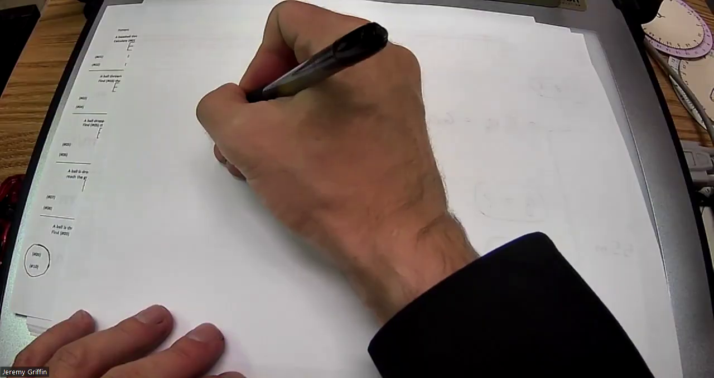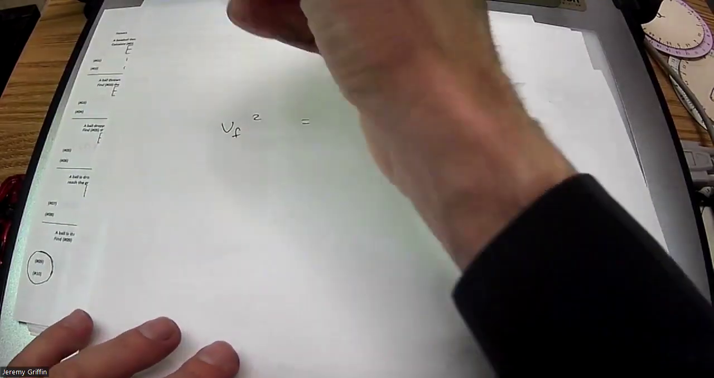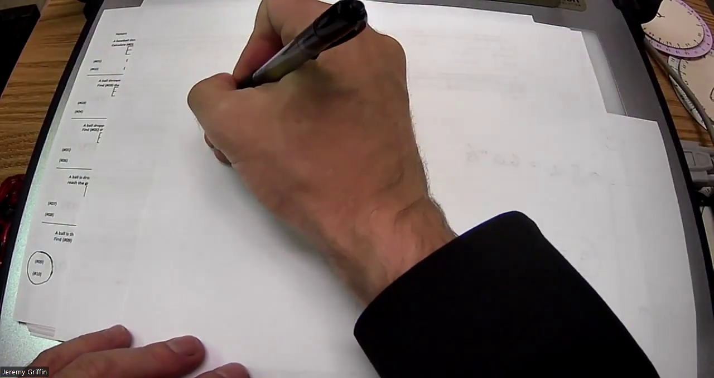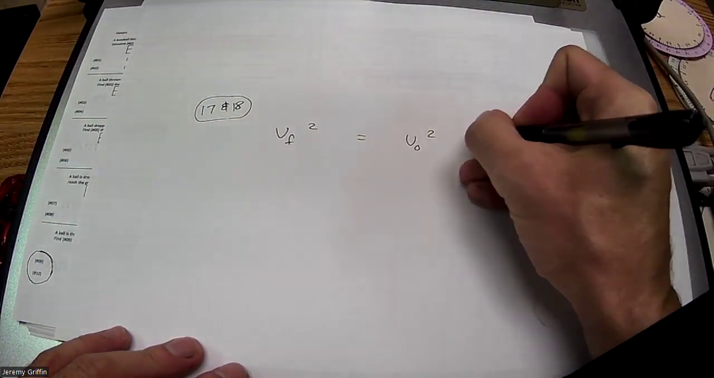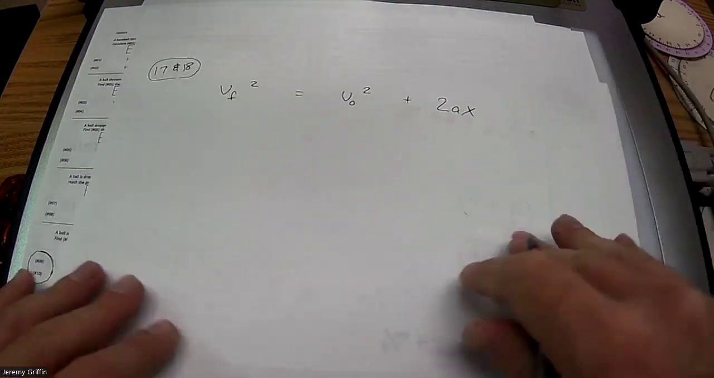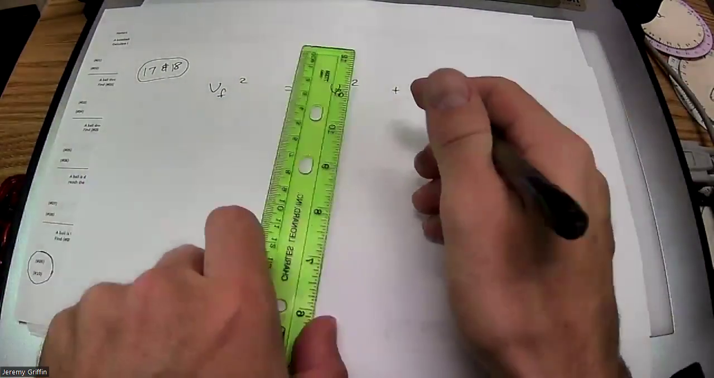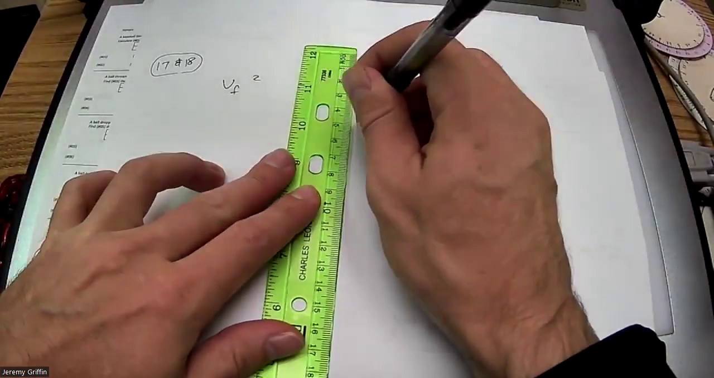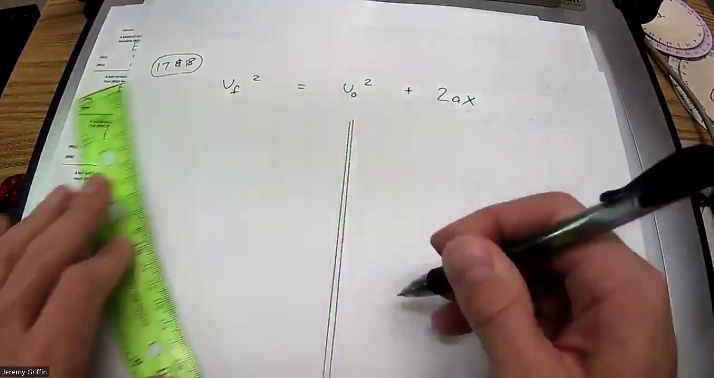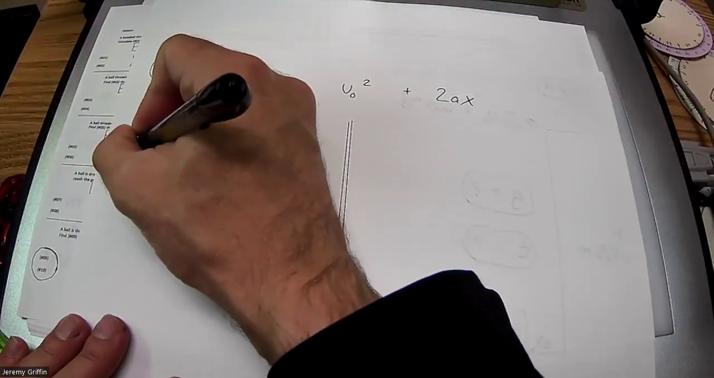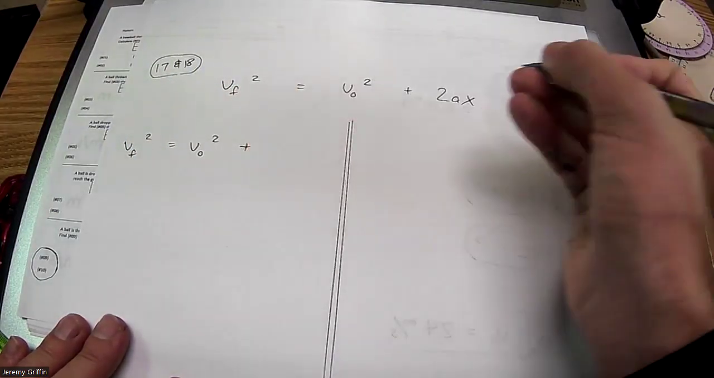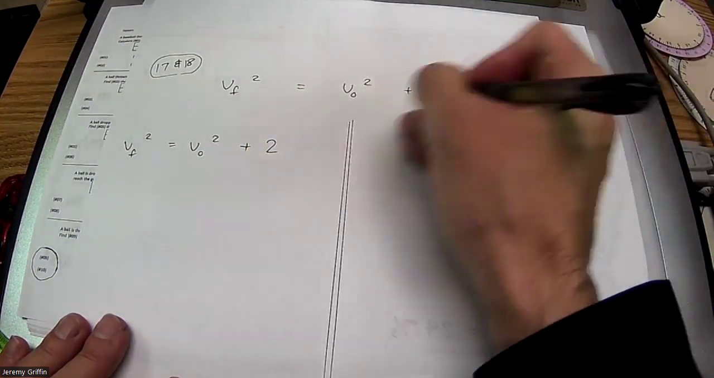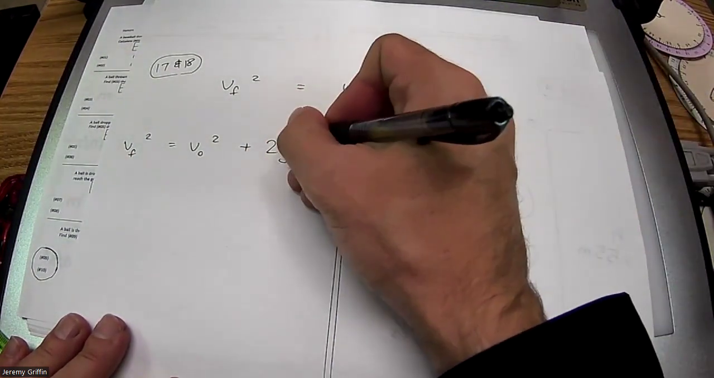So let's go. Final velocity squared is equal to initial velocity squared plus 2ax. This again is 17 and 18. Here, I'll do this thing where I split my paper again. Split the paper. Solve two ways. So one way I'll go final velocity squared equals initial velocity squared. I'm going to change my notation a little bit again. I'll call the acceleration g, the acceleration due to gravity, and I'll call the displacement a height change.